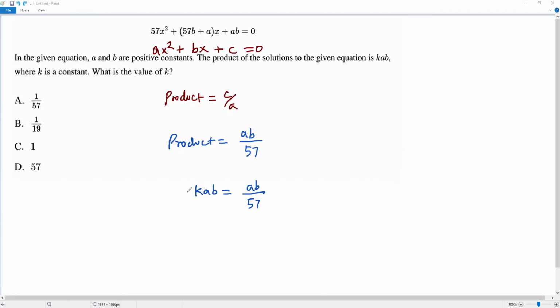Now to solve for k in this equation, let's multiply both sides of the equation by 1 over ab. Let me do it. So here this ab will cancel out. Here this ab will cancel out. We have k on the left side. On the right side we have 1 over 57. Here I got the value of k, that is 1 over 57.